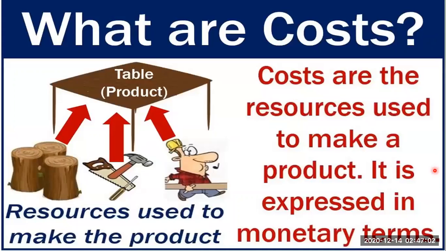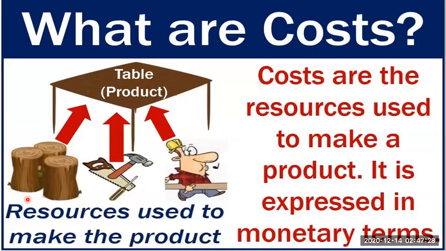I'm going back to this picture. Which of these three is the natural resource? Which one is the natural resource? Wood, tools, or this guy? Wood, right? It's natural resource because it comes from nature, directly from nature.